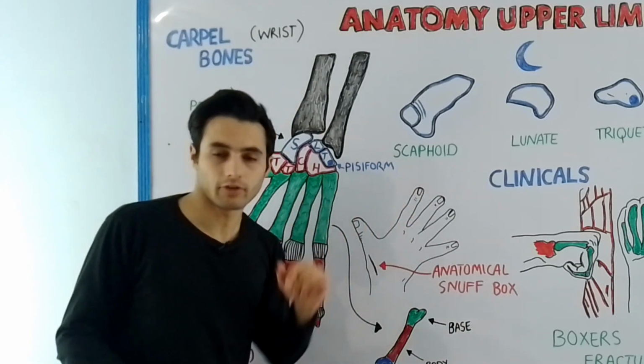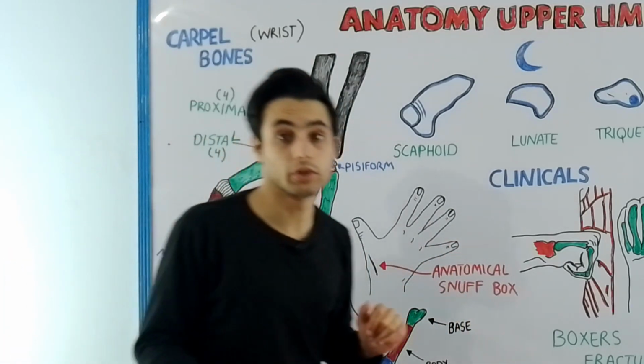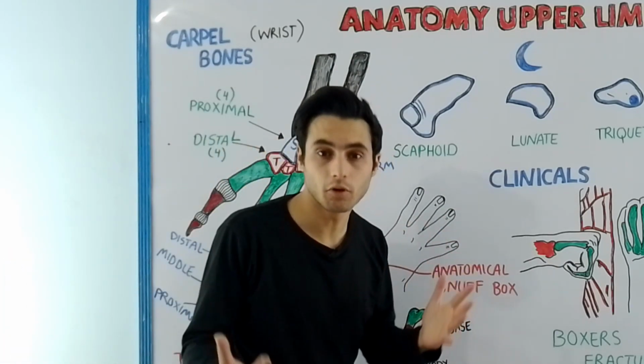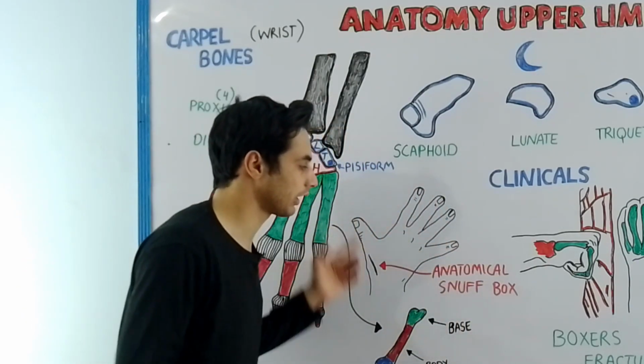Now, the scaphoid bone is the largest bone of this proximal region, and it forms the floor of the anatomical snuff box. Now, what is the anatomical snuff box? Have a look at this diagram.